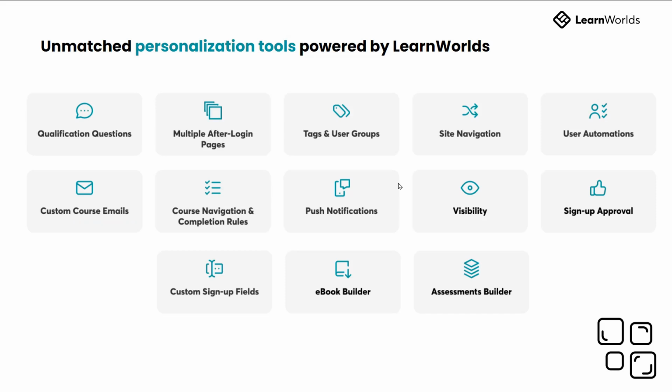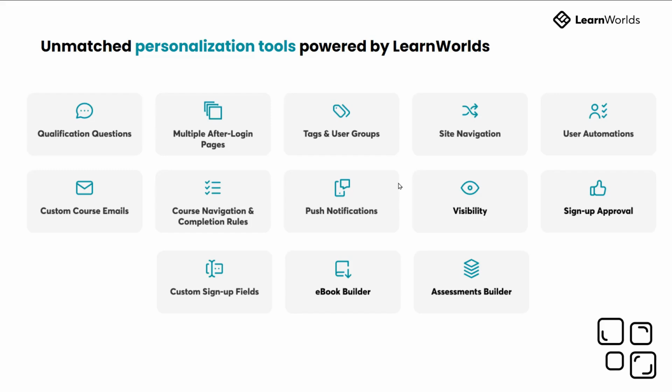Here are some of the tools that we are going to be using today. At the far top, we got qualifications. That is a form presented to users only once after they sign up for the very first time in the school. So it's a unique opportunity for school admins to learn more about their users and make adaptations to the courses, to the navigation options, to the content of the site pages, and so on.